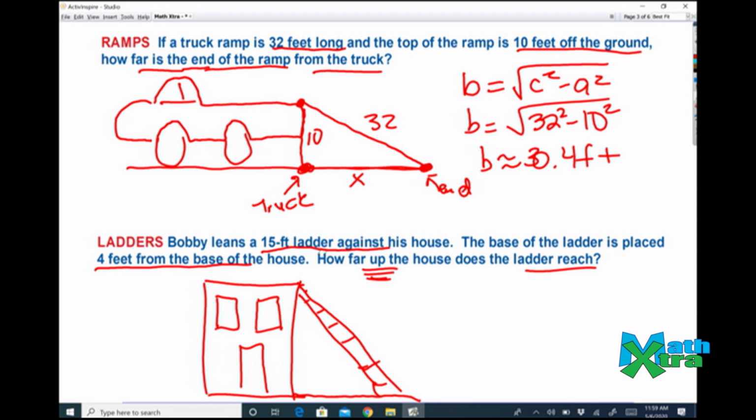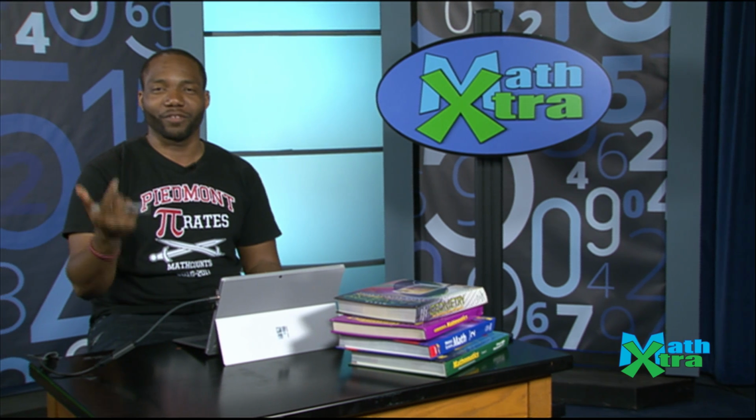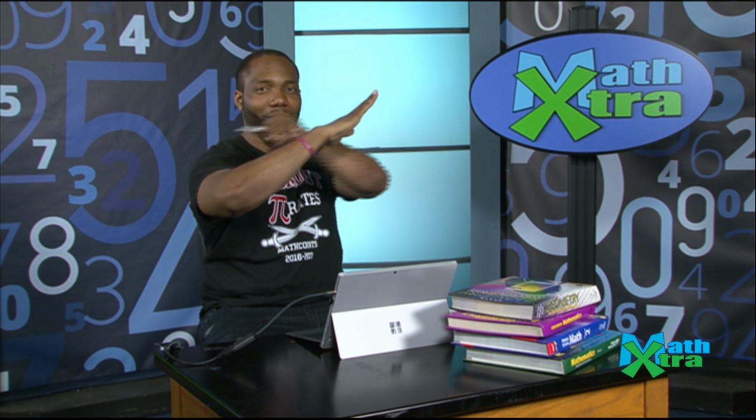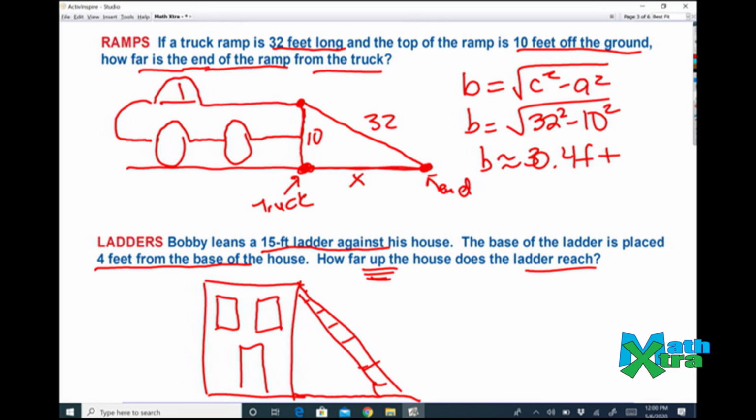Okay, 15-foot ladder. Okay, so this is the deal. Why does the 15 go where the ladder is leaning? Why is it going there? Because the ladder is 15 feet. So why would I put the 15 feet anywhere else? It goes where the ladder is. Okay, here we go. 15 feet goes there.